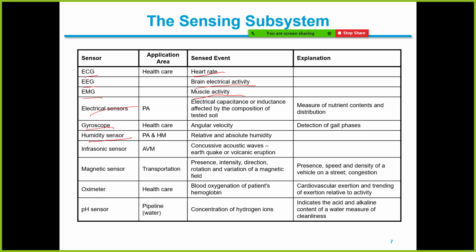Humidity sensor. This one is a very common sensor for weather and environment monitoring applications, together with the light sensor and the temperature sensor. And of course, it can measure the humidity in the environment.